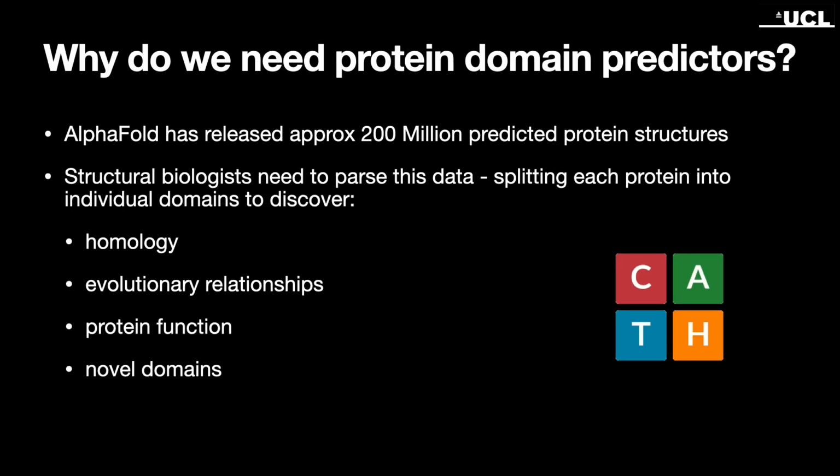So why is this an important problem? Well, in the last few years, AlphaFold has released approximately 200 million predicted protein structures, and we need to organize this data to be able to infer homology, evolutionary relationships, and protein function. And also, equally importantly, in order to discover if there's any truly novel structures in this giant new database, we need to first take this step of decomposing these protein chains into their individual domains.